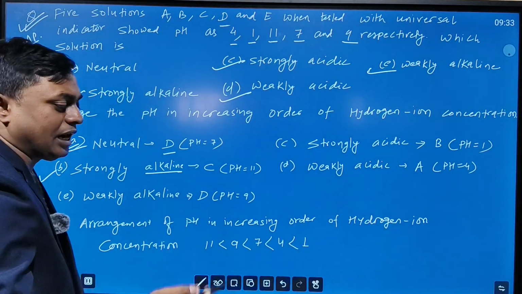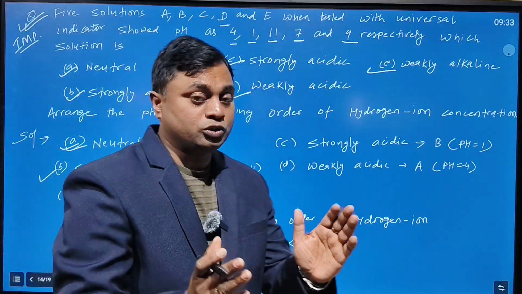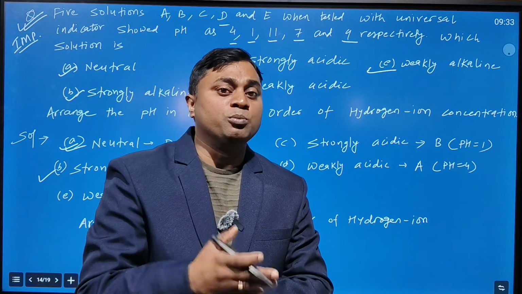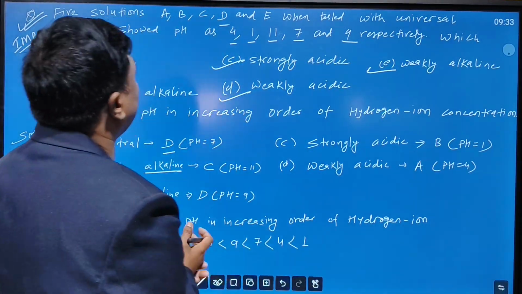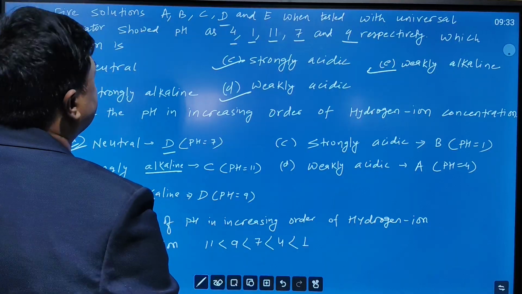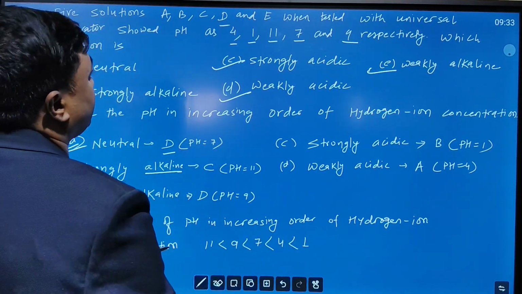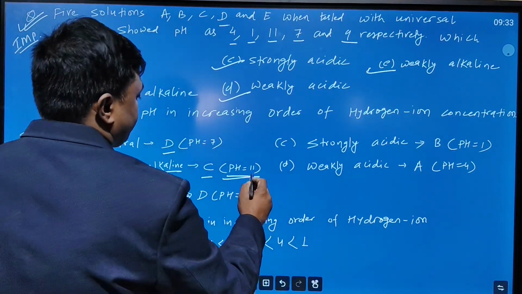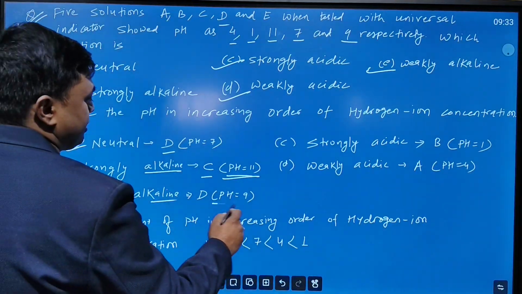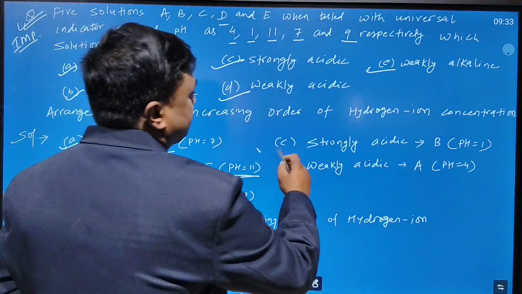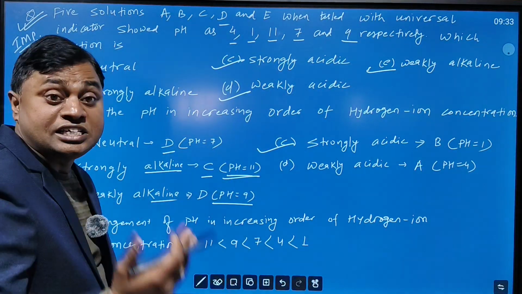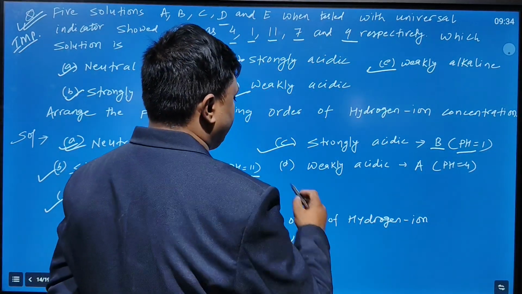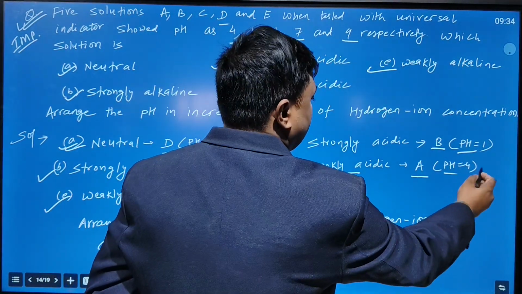Strongly alkaline. Strongly alkaline means strongly basic. So first you see for basic, what is the criteria? 7 to 14. Yes or no? And the more the pH value, the more the alkaline nature. So there are two solutions, 11 and 9. That is C and E actually. But 11 is the maximum value. Yes or no? So obviously C, which is having pH 11. Similarly, weakly alkaline, obviously pH 9, that is solution E. Strongly acidic: there are two acids, 1 and 4. The less the value of pH, the more the acidic nature. So obviously solution B, pH 1, is there in the bracket I have written. Weakly acidic, A, that is pH 4.